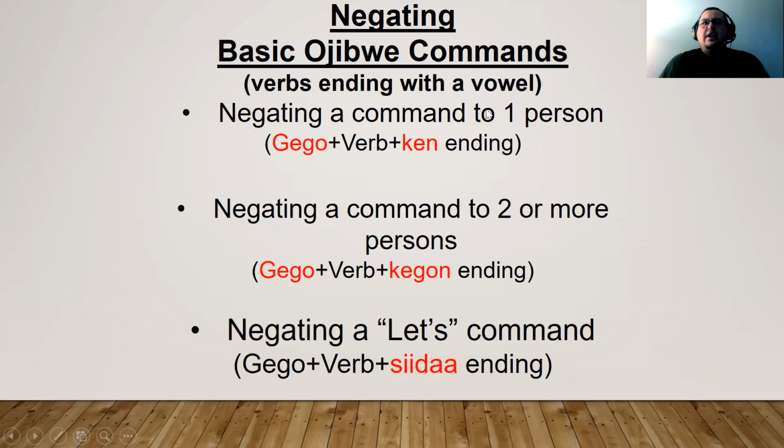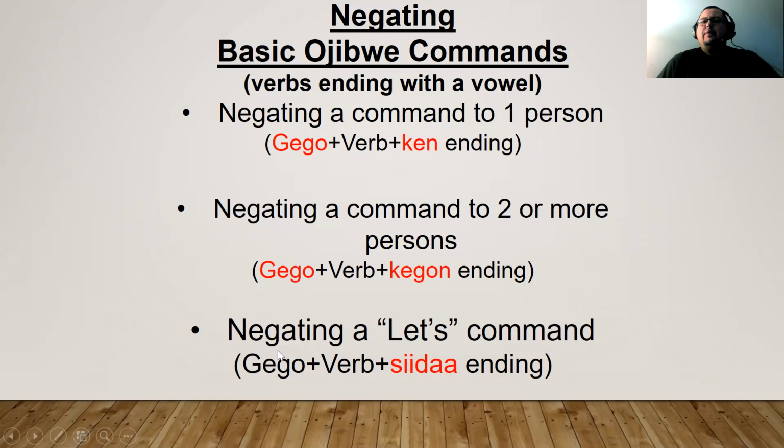So let's pull Wisine, and we commanded one person Wisinin, but the verb is Wisine. What we do is we add gego, we add our verb Wisine, and we add kane to the end of that word, so it sounds like gego Wisinikain, gego Wisinikain to one person. Negating a command to two or more people, gego Wisinikagon, two people.